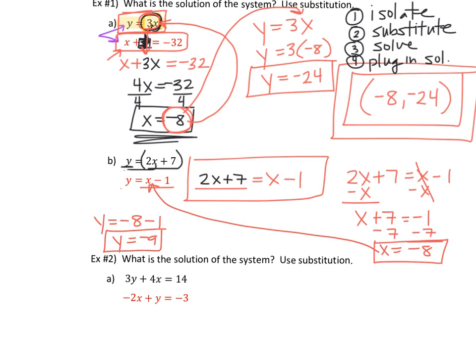Okay, that means my answer is the point negative 8, because that's my x value, negative 9, because that's my y value. So this is my answer. So you need to isolate a variable, which so far has been done for us. Then you need to substitute for that variable, and then you need to solve. That's as basic as they get with these.